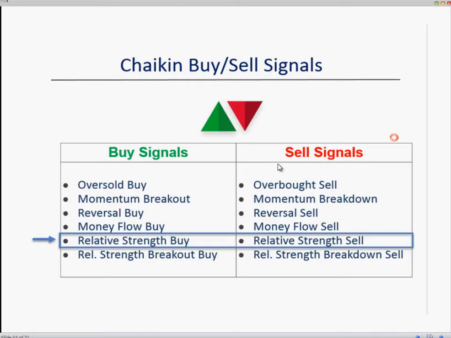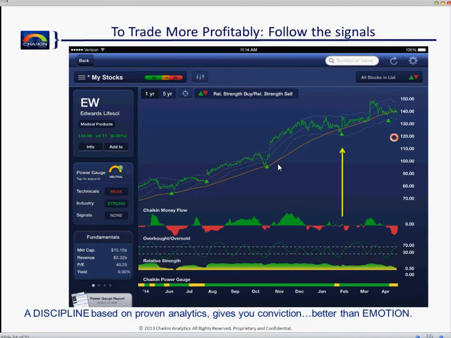So we have 6 pairs of buy and sell signals. Let's focus on the relative strength signal. We've seen examples of 2 of them. We'll see examples of 2 more. Edwards Lifesciences. It's in the very strong healthcare sector. We're going to look at those sectors in a minute. In the medical products industry group, been a great stock.